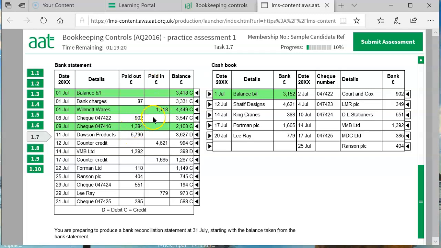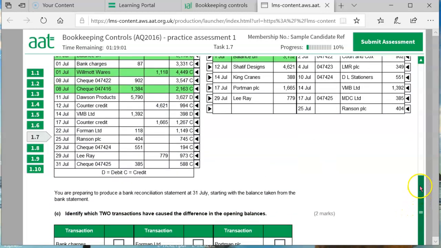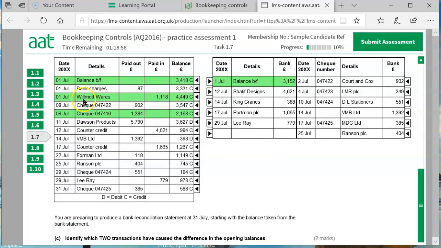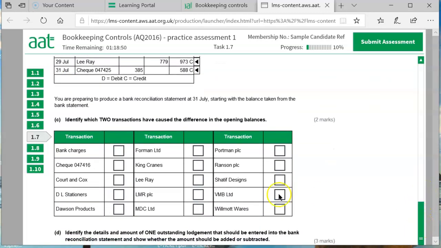So that means these two items might have already been reconciled in the previous month, so should not be reconciled again. The question is asking you to identify which two transactions have caused the difference in the opening balance. The two transactions are Wilmot Wares and check for 474.16. So one is Wilmot Wares, so you can look for the name, and the other one is check 474.16. These are the two items causing the difference in the opening balance and should be ignored.